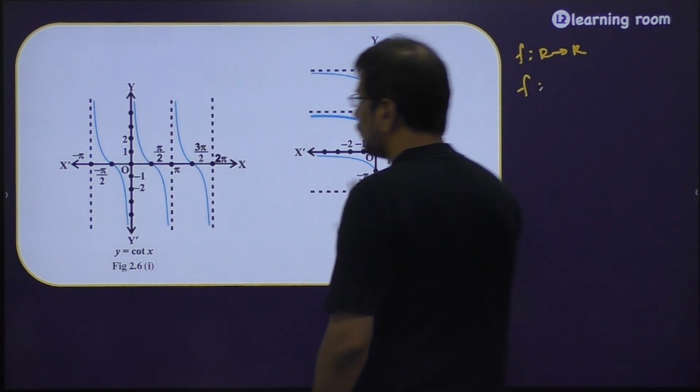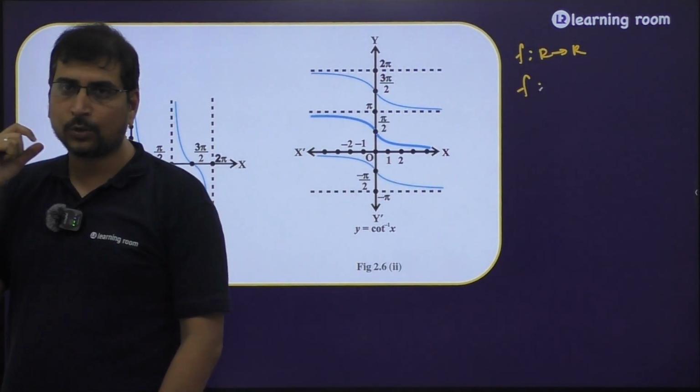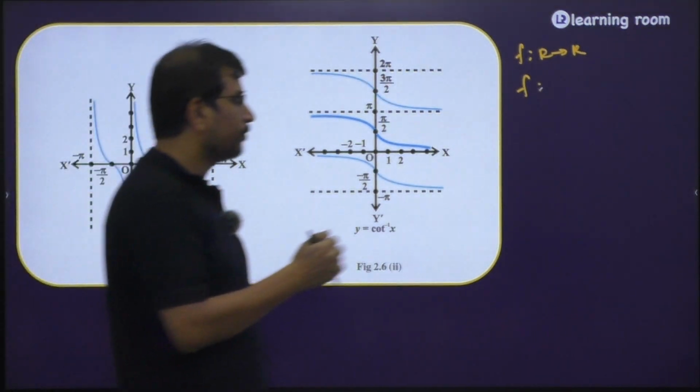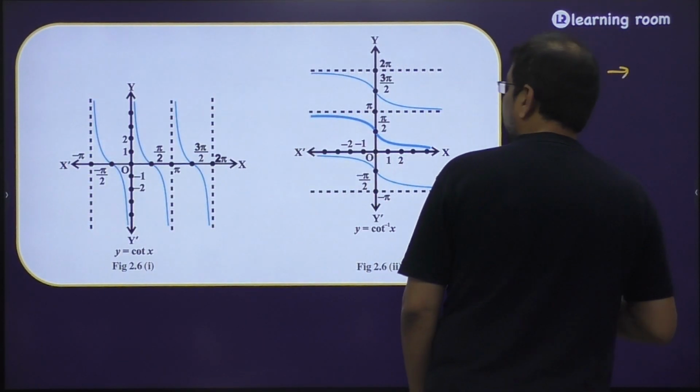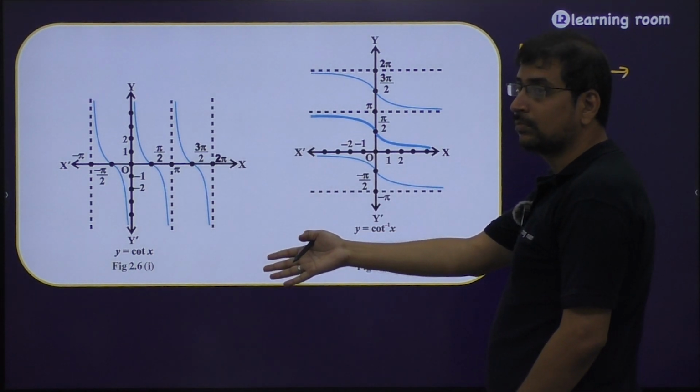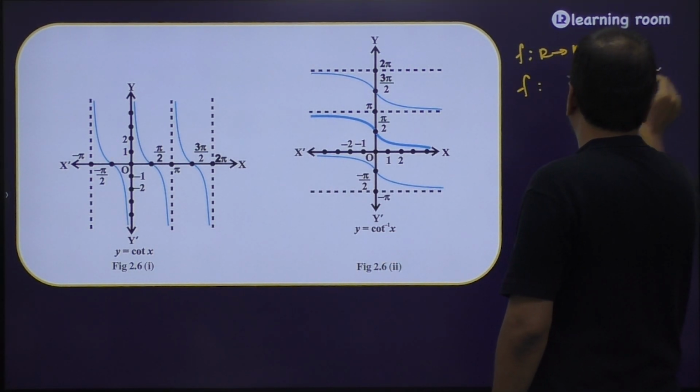Vaishnavi, can you tell me what is the restriction I need to create on the range? Sorry, on the codomain for it to be equal to the range? Real number. What about the domain?